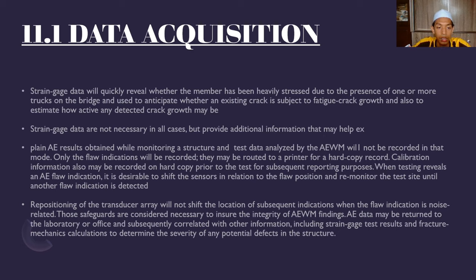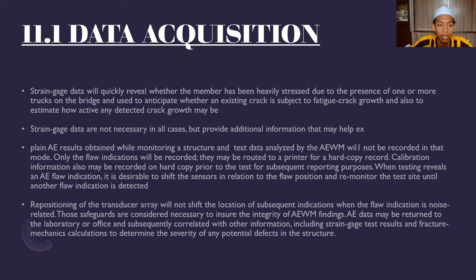AE data obtained while monitoring a structure and test data analyzed by the AEWM will not be recorded in that mode. Only the flaw indications will be recorded. They may be routed to a printer for a hard copy record. Calibration information also may be recorded on hard copy prior to the test for subsequent reporting purposes.